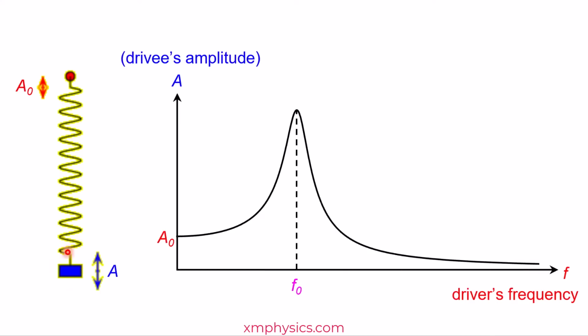So too low, too high, the amplitude is also not high. So how can we force this guy into a large amplitude oscillation? You've got to force it at the resonant frequency. In practice, the resonant frequency is practically the same as the drivee's natural frequency. There's something beautiful about it. When the driver is oscillating at the drivee's natural frequency, then boom, you get resonance.